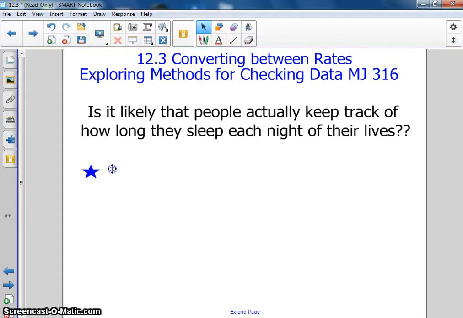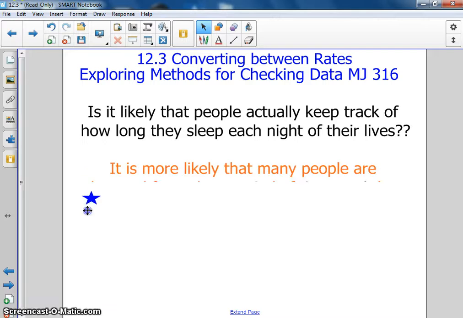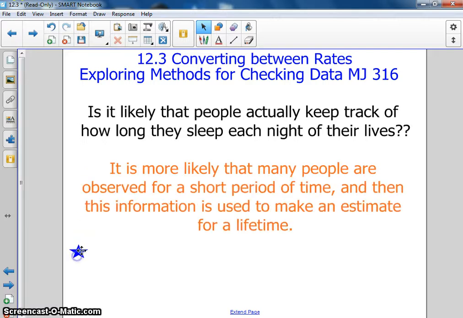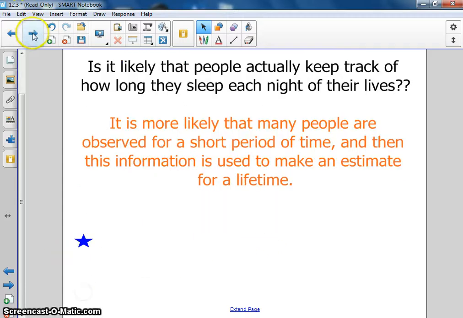Okay, so do you know how many hours you slept last night? It's more likely that people are observed for a short period of time, and that information is used to estimate over a lifetime. So, if Mr. Peralta slept 8 hours a day, over how many days over the year, over how many years I live, that would probably be a better way of doing it.